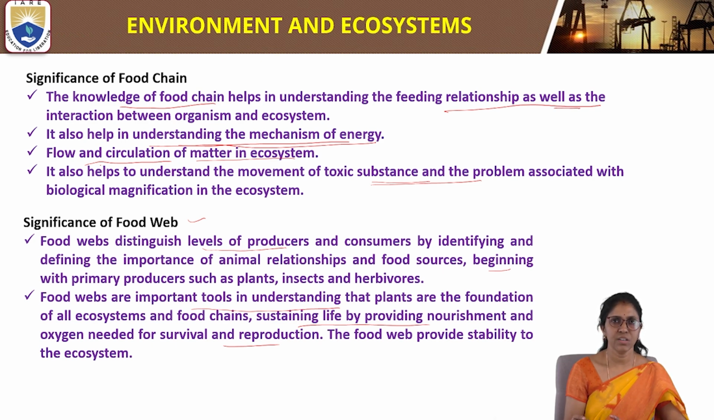The food chain helps to understand the movement of toxic substances from one trophic level to another trophic level. And the significance of the food web is that it is an important tool for understanding that plants are the foundation of all ecosystems, and the food web provides stability to the ecosystem. So this is about the food chain and food web, and their significance.